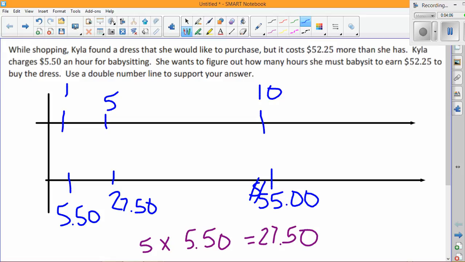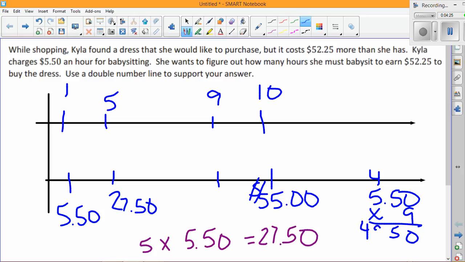So I know 55 is over what she needs. So let's go down to 9 and see if that works. I'm going to come down to the bottom here and do $5.50 times 9. Right, $49.50. So without doing too much calculation, just a few multiplication problems, I get that for 9 hours she's making $49.50. That's not quite enough for the dress, so she has to work 10 hours in order to pay for her dress.